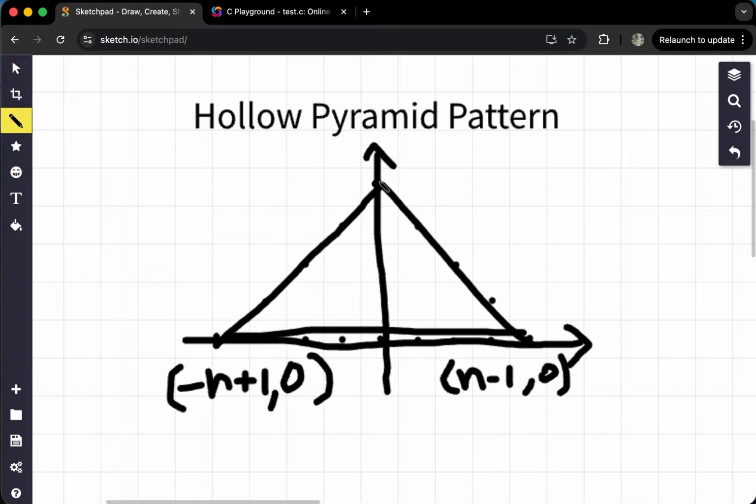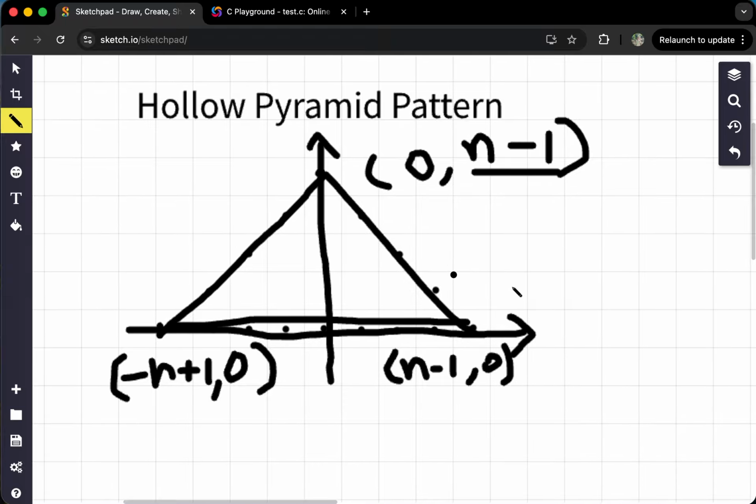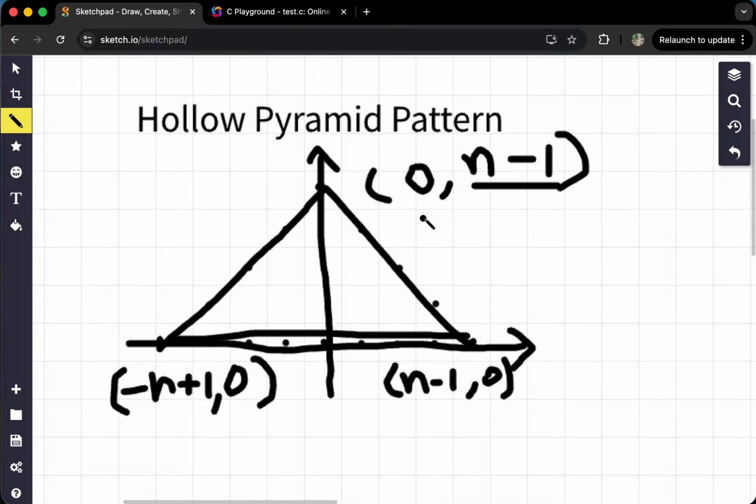Coming to the last point, this point would have x coordinate equal to 0, but the y coordinate would be n minus 1. So since it is starting from 0 and there are n points in total in our height, our y coordinate for this point would be n minus 1. So now that we have all the coordinates for each of our vertices, now let's write down the line equations that we need.